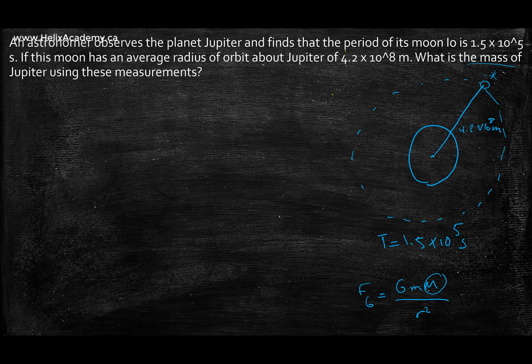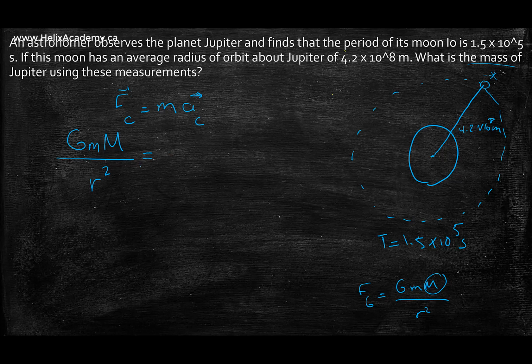So let's talk about how we can get there. Let's talk about the centripetal force here. Now, the centripetal force is equal to the mass of the moon times the centripetal acceleration of the moon. And the only force that is responsible for the centripetal force here is the gravitational force, which is equal to G, small m, which represents the mass of the moon, G is the big constant, mass of Jupiter over the distance between the centers to the power of 2.